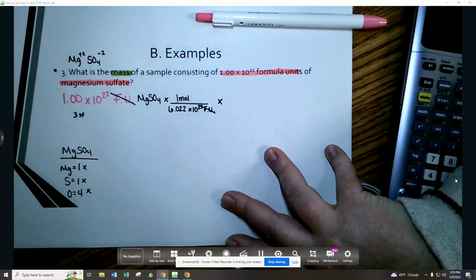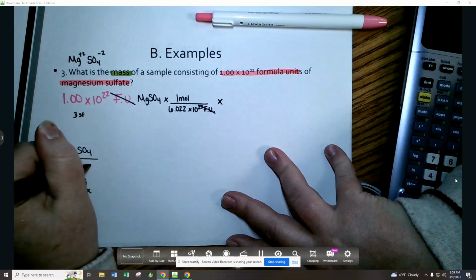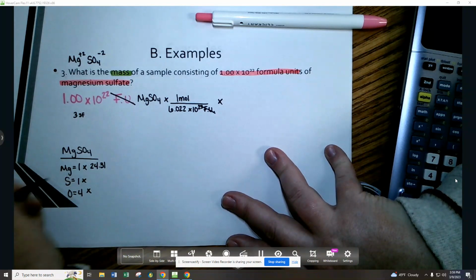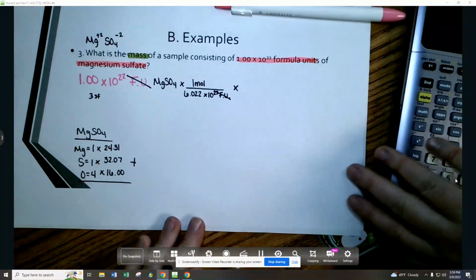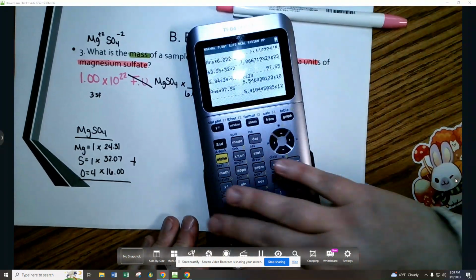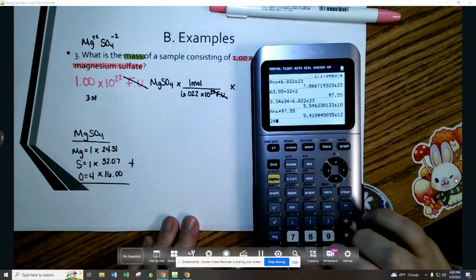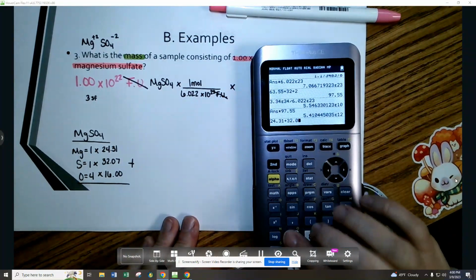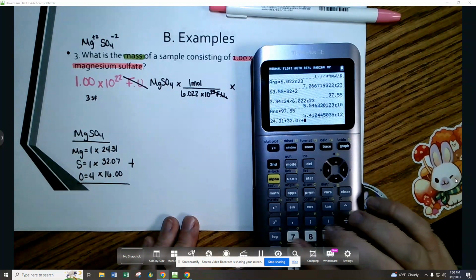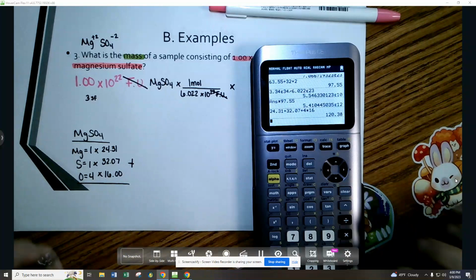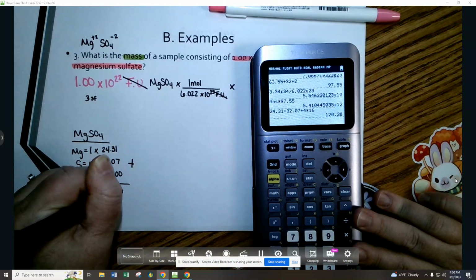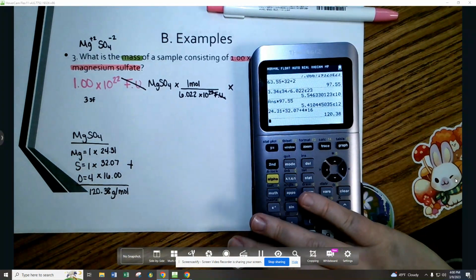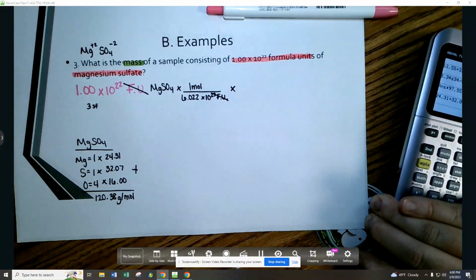Then you can refer to your periodic table to get their individual masses. Magnesium is approximately 24.31. Sulfur is approximately 32.07. And oxygen again rounds to 16. So we're multiplying and adding the 3 up. So through that, I have 24.31 plus 32.07 because multiplying them by 1 is going to do nothing for that. And accounting for the 4 oxygen, my molar mass is 120.38. It's grams per mole. Okay. So from there, I am ready to go ahead and plug in.